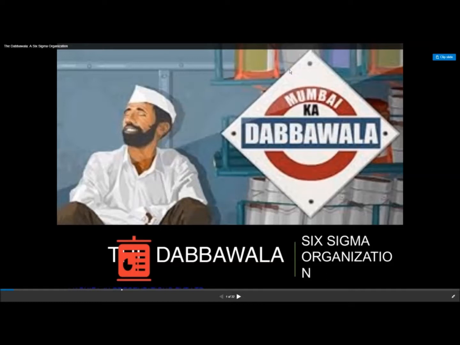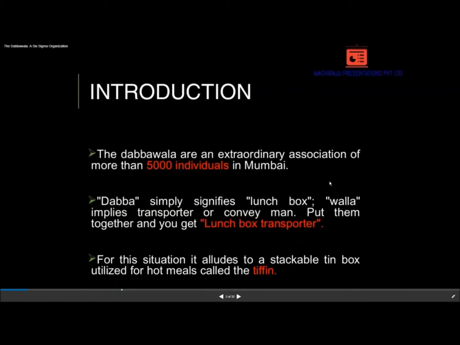This symbol is, if you go to Mumbai, which is one of the best railway systems in the world in terms of organization, you'll realize that this is how the name of the railway station is represented. It's a very recognizable symbol, and they've used that to represent Mumbai ka Dabbawala, which means the Dabbawala from Mumbai, the city. Okay, so let's take a look at it.